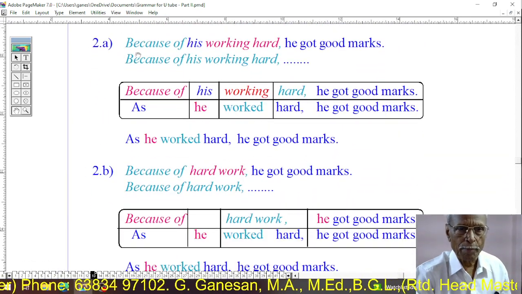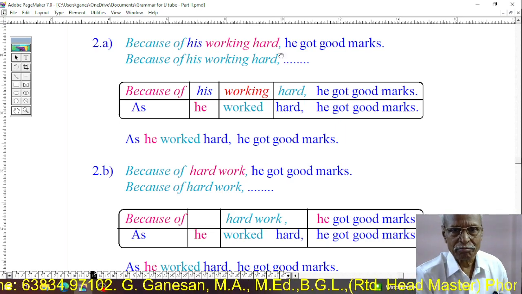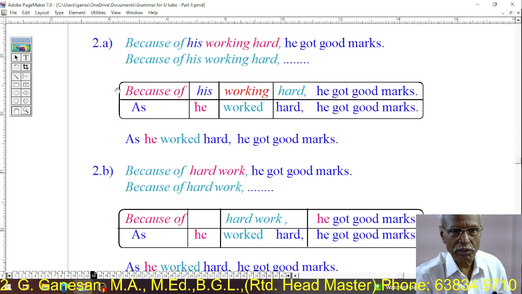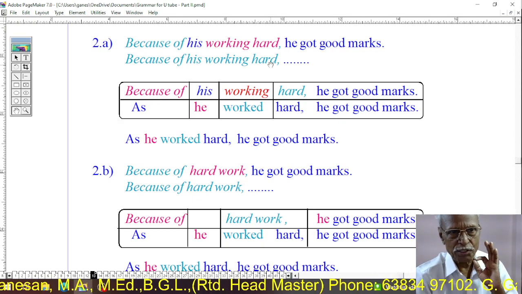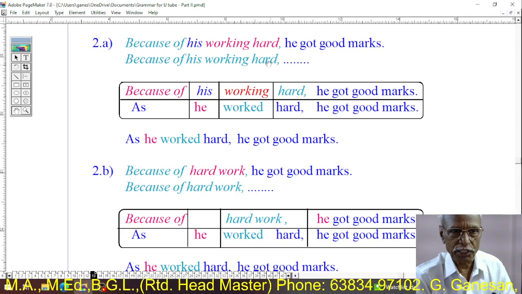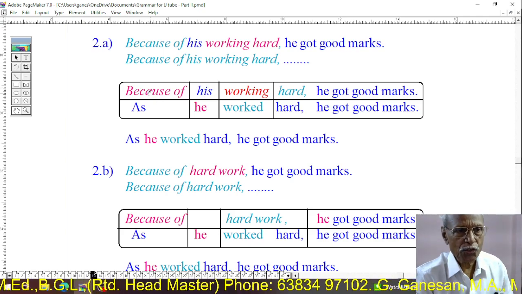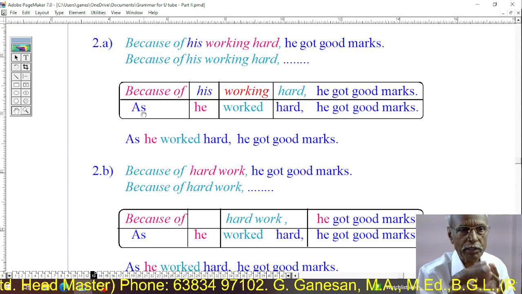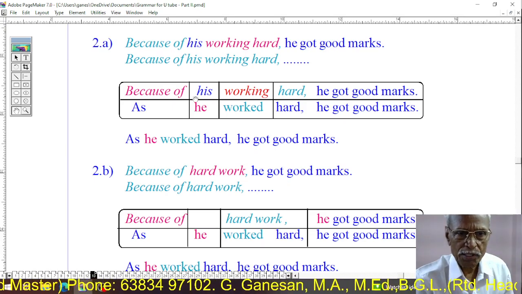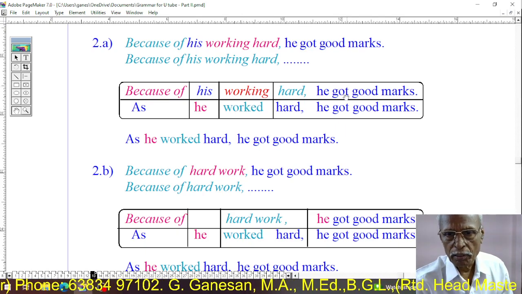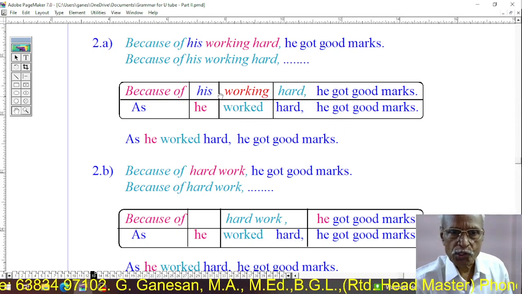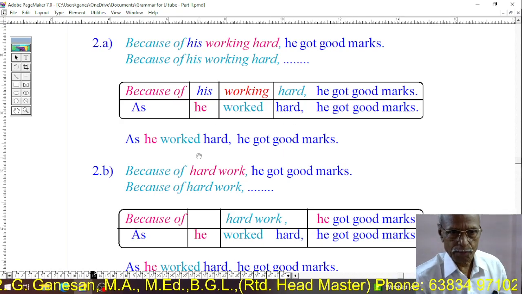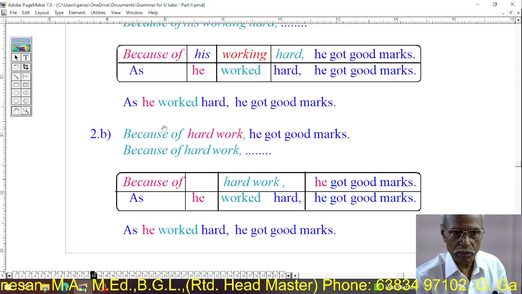Then second example, because of his working hard, he got good marks. Because of his working hard is the phrase here. First, because of, its subordinating conjunction is as or because. I have used as here. His becomes he, working becomes worked. Because of his working hard, as he worked hard, he got good marks.